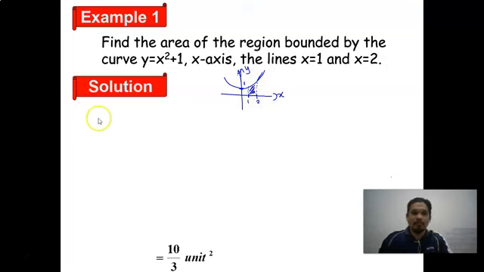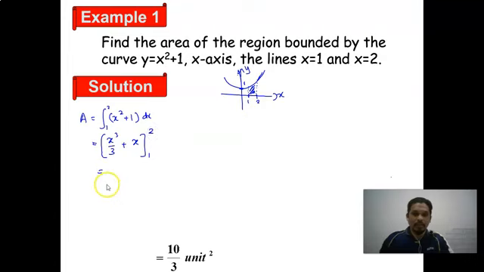So then find the area: the integral of x squared plus 1 dx from x equal to 1 until x equal to 2. Let's integrate this. Integrating x squared with respect to x, you come out with x cubed divided by 3, plus the integral of 1 dx, which is x, from 1 until 2.